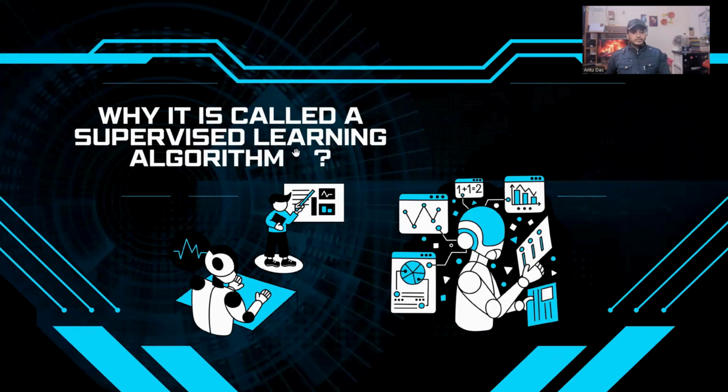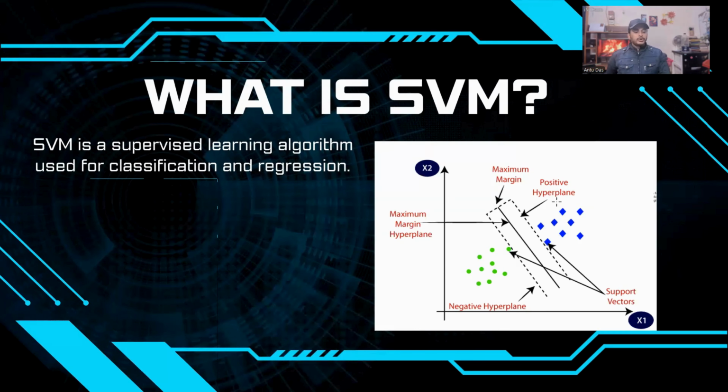Why is it called a supervised learning algorithm? Because we will have a labeled data, and we will train them and separate the different classes.